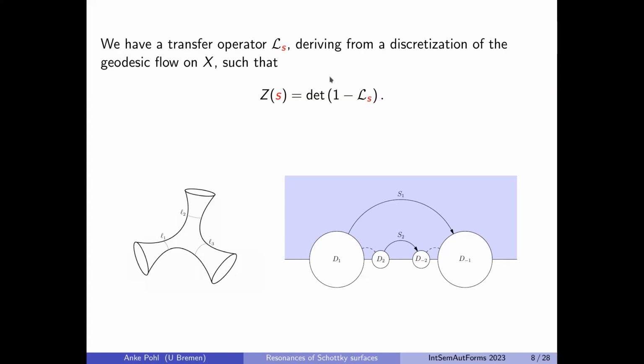Okay. So these operators L_s are typically called transfer operators. They come from discretizations of the geodesic flow on the surface which you consider. So how do we do this? What we try to do is, instead of using the surface itself and trying to understand where geodesics on the surface sit, we unfold the surface again in the fundamental domain, so the picture here on the right, and discretize our geodesics by only asking through which sequence of fundamental domains they run.